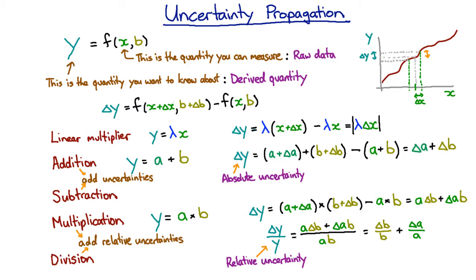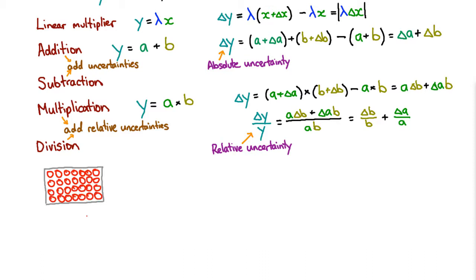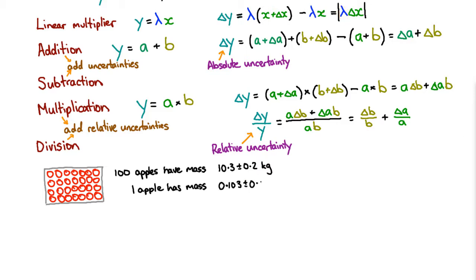Okay, let's do a couple of examples. So let's suppose that we have a box of apples. We've got 100 apples, and we weigh them. And we figure out that their mass together is 10.3 plus or minus 0.2 kilograms. So how much does one apple weigh? Well, there's 100 apples, we divide by 100. So we're going to get 100th of our average, and we're also going to get 100th of our uncertainty. And that's the mass of one apple.